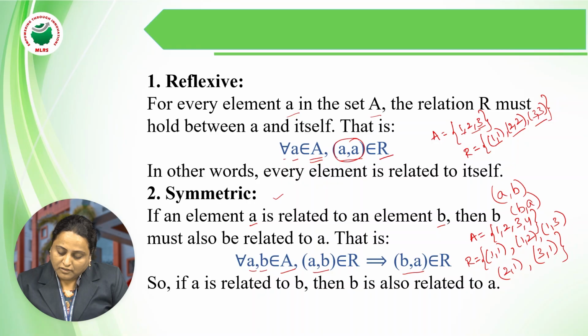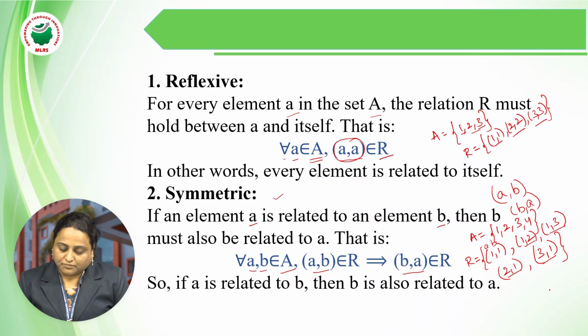First, you have (1,1). For (1,1), the symmetric pair is again (1,1), because here 1 is A and the other is B; for (A,B), (B,A) is again (1,1). So it satisfies the symmetric property. Coming to the next element, (1,2), there exists (2,1). For (1,3), there exists (3,1). So we can say that the relation follows the symmetric property.